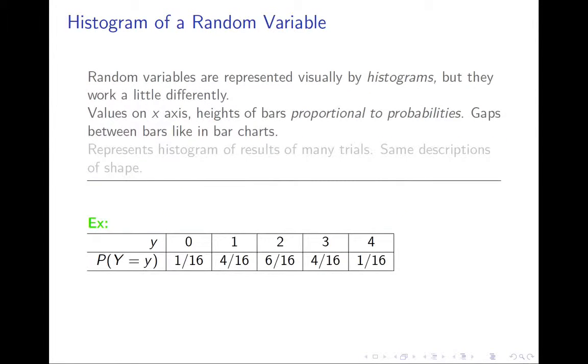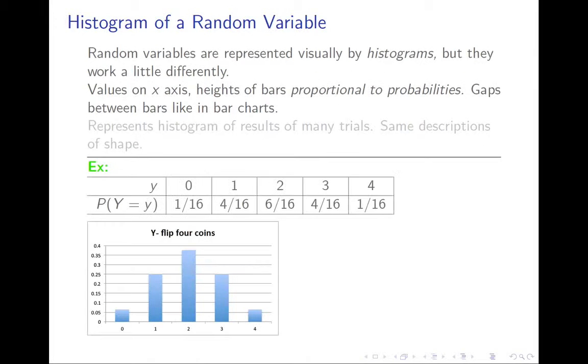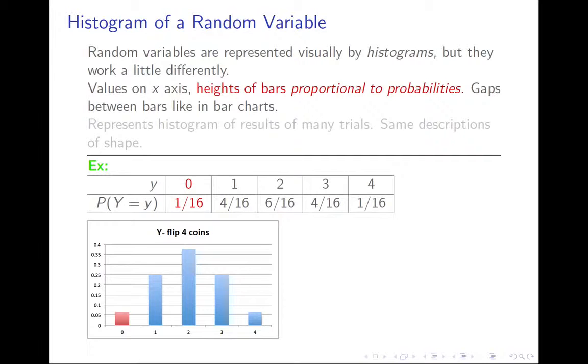Let's do some examples. Here's y's distribution. The histogram has a bar for 0, 1, 2, 3, and 4. There are gaps between them, and the heights are proportional to the probability. So you can see that the height of the bar above 0 is 1/16. The height of the bar above 1 is 4/16, or 1/4, and so on.